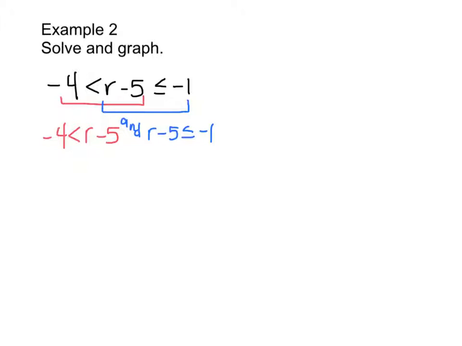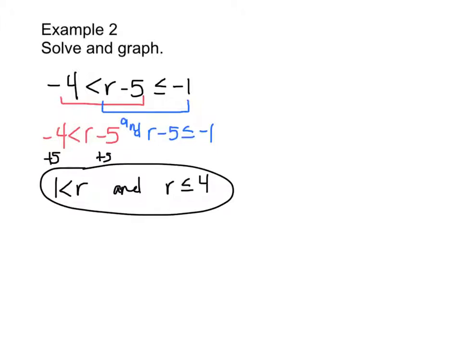Now, if you solve both of these, this would just be adding 5. That means 1 is less than r. And if we add 5 on both sides in the other inequality, you get r is less than or equal to 4. So you could write this as your answer. If we graphed it, 1, 2, 3, 4. R is greater than 1, therefore we have an open circle.